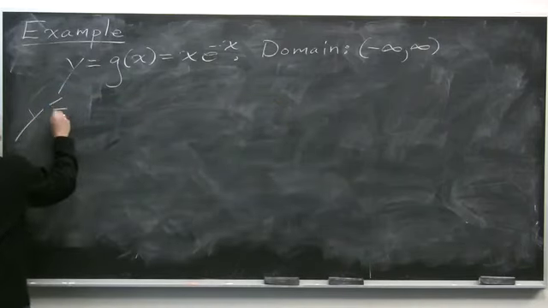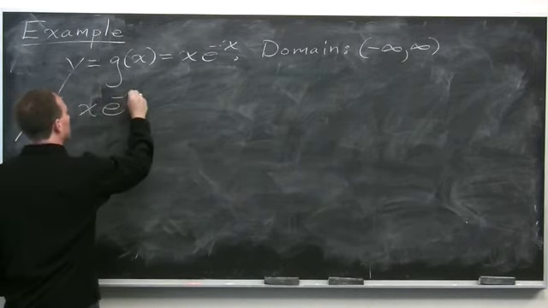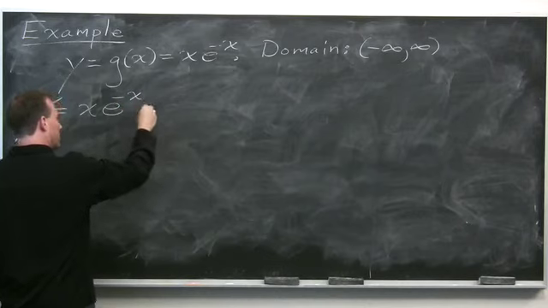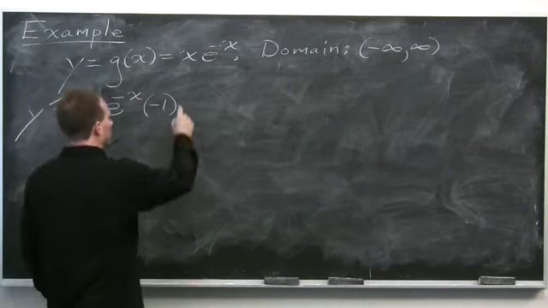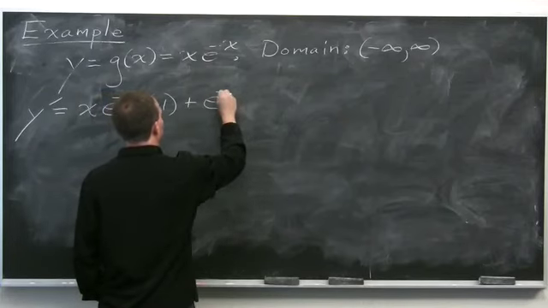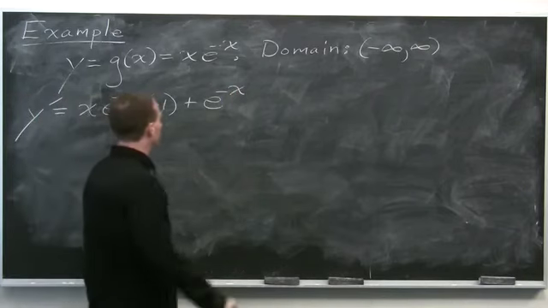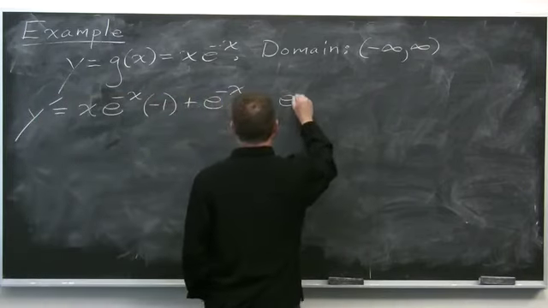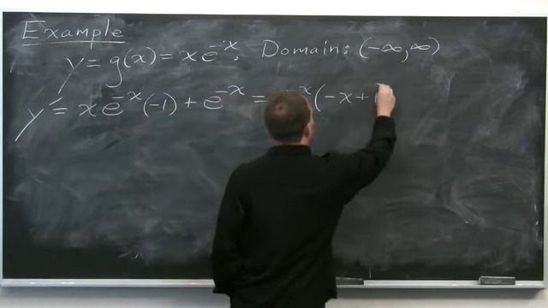Y prime. We use the product rule and the chain rule. It's the first thing times the derivative of the second, but the derivative of e to the minus x, you get e to the minus x back, but times the minus 1. First thing times the derivative of the second, plus second thing times the derivative of the first. The derivative of x is just 1, you get this. You can factor out the e to the minus x. This is e to the minus x times minus x plus 1.